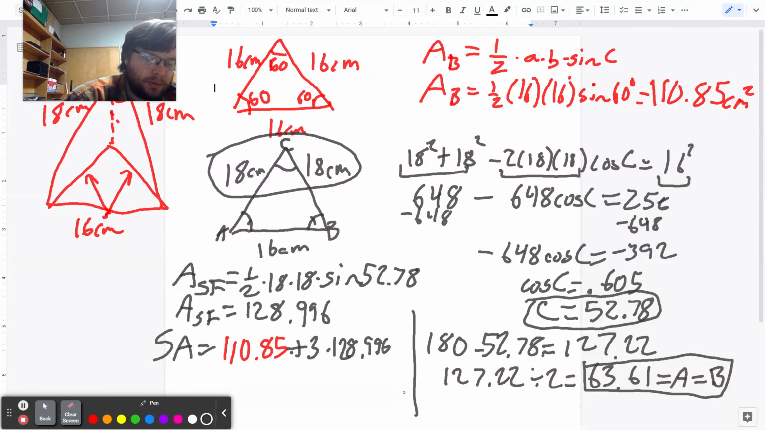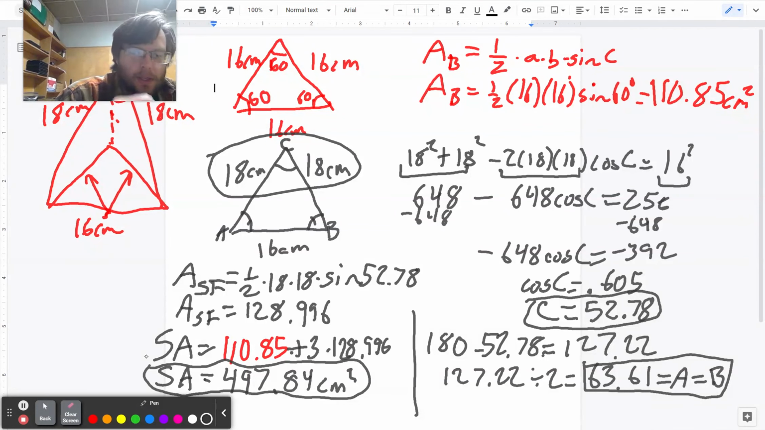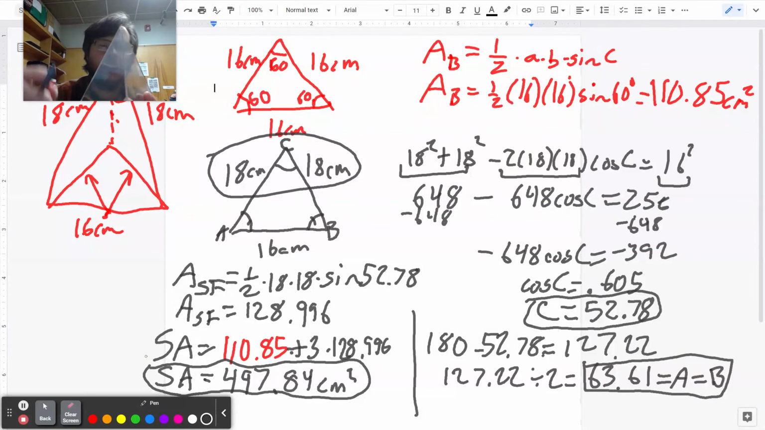So 110.85 plus 3 times the answer I just got tells me my total surface area for this shape, 497.84 square centimeters. All right. So the only other thing that I want to figure out here is the volume. And when you find the volume of a shape here, what you need is the true height and then the area of the base triangle. So I already have the area of the base triangle. What I need to know is what is the true height.